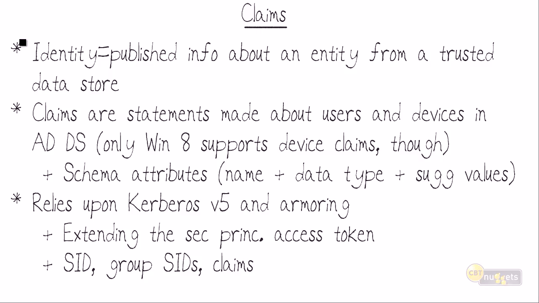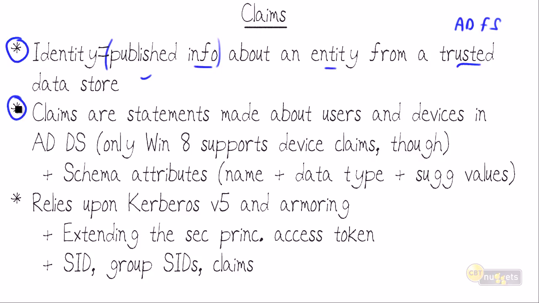What are claims? First of all, even before we talk about claims, what is identity? To foreshadow, we'll be dealing with Active Directory Federation Services in great detail later in the course, so we'll revisit the subject of identity. But for now, simply know that for our purposes, identity refers to published information about an entity from a trusted data store. And that word trust becomes particularly important when we're talking about Active Directory Federation Services. For our purposes today, we can assume that the trusted data source is Active Directory itself, and that this published info refers to Active Directory schema properties for user and computer accounts.